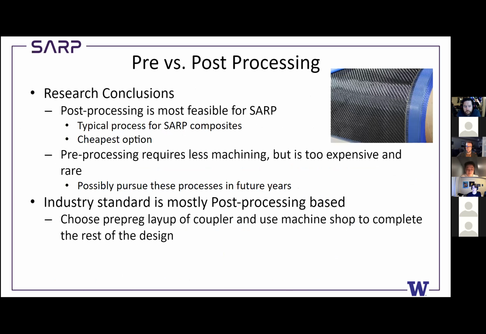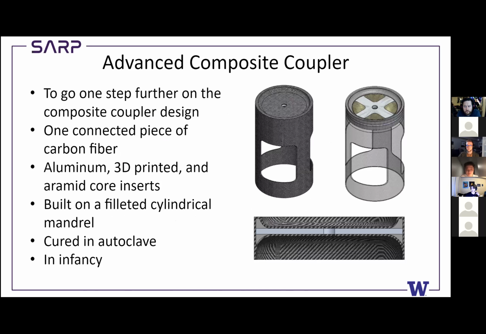And so the conclusion is pretty much what we've determined in the last few years, which is that post-processing is most feasible for SARP due to our budget limitations. We've used it before, not in this case, but it's the cheapest option, obviously. Pre-processing requires less machining, but it's way too expensive and out of our scope for now. But it's worth keeping note of these processes because we could possibly pursue them in the future. And also the industry standard is mostly post-processing based, just because the limitations of the technology we have right now cause most companies to use methods similar to the one we chose. And next slide, please.